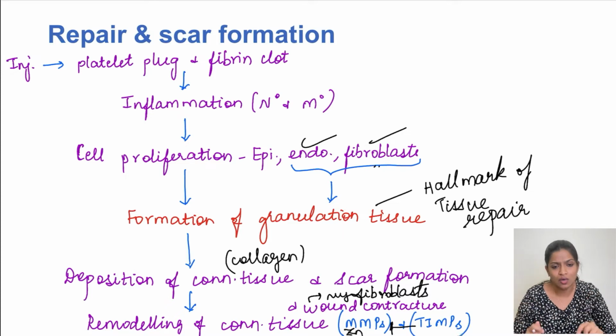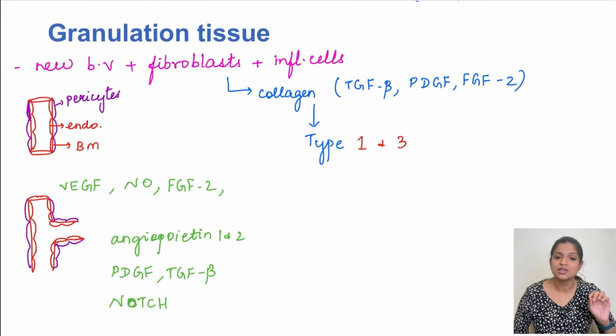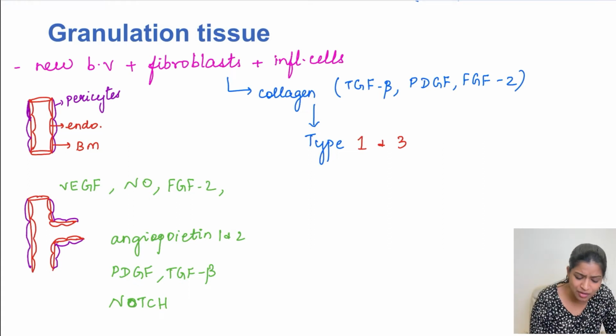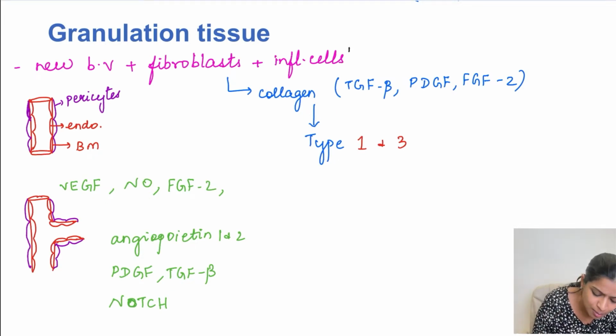Okay. So now we'll see in detail about this granulation tissue. Granulation tissue, as I explained, is a combination of new blood vessels, that is neoangiogenesis, along with fibroblasts and inflammatory cells. Okay, this is the definition for granulation tissue. And the inflammatory cells which are a component of this granulation tissue will be mainly mononuclear cells, especially macrophages.